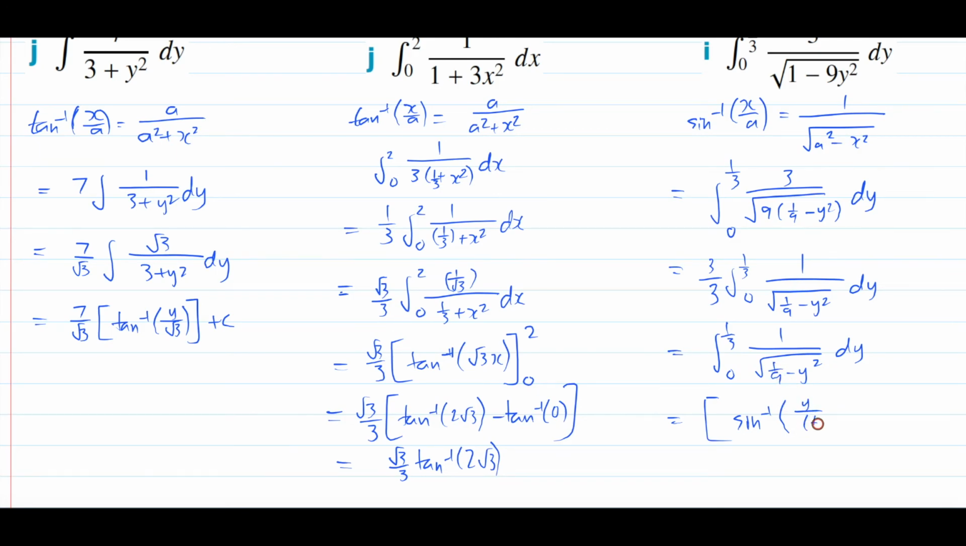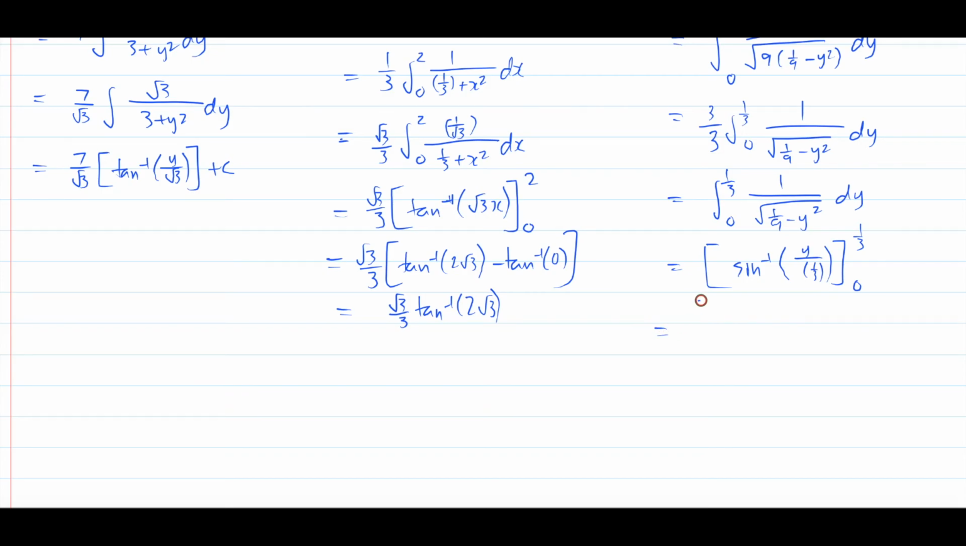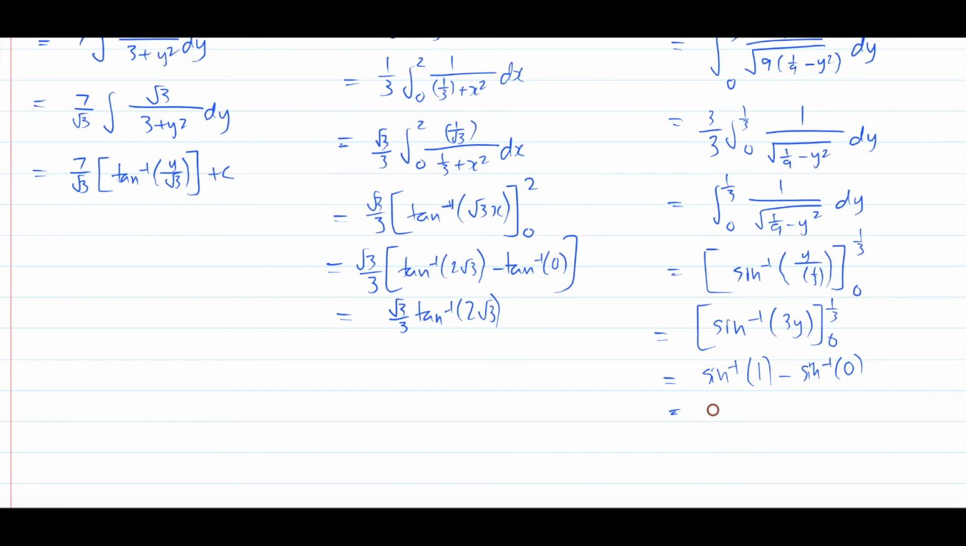So it's y over 1 on 3, and that's a sine inverse, and then we sub in 1 on 3 and 0. Okay, I'm going to write it neatly here. It's sine inverse of 3y, because y over 1 on 3, I just bring 3 up top. 1 on 3 and 0, and we can definitely solve for this. What is sine inverse of 3 times 1 on 3? That is sine inverse of 1 minus sine inverse of 3 times 0, that's sine inverse of 0. And then sine inverse of 1, that is pi on 2.